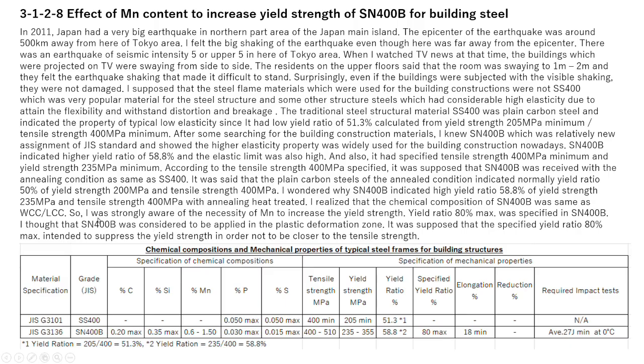Yes. So anyway, I was strongly aware of the necessity of manganese to increase the yield strength. The yield ratio of 80% maximum was specified in SN400B. I thought that SN400B was considered to be applied in the plastic deformation zone. It was supposed that the specified yield ratio of 80% maximum intended to suppress the yield strength in order not to be closer to the tensile strength. The tensile strength is the mean breakage stress.